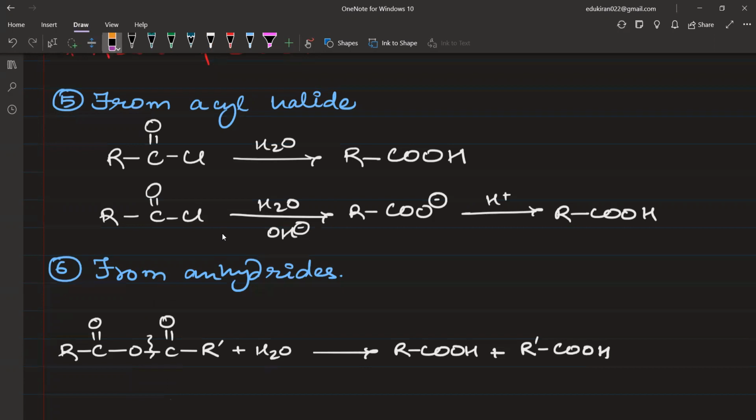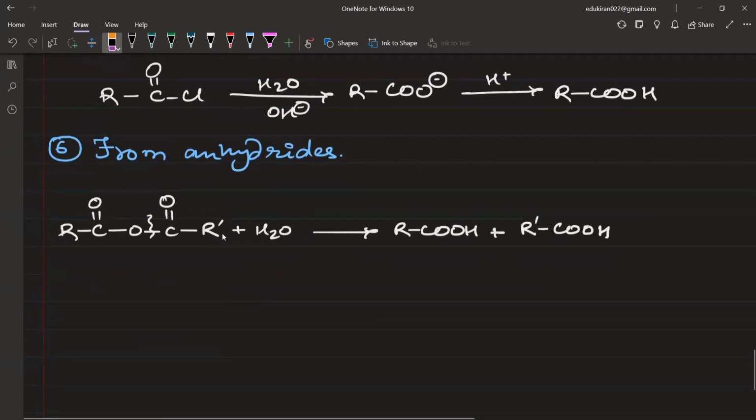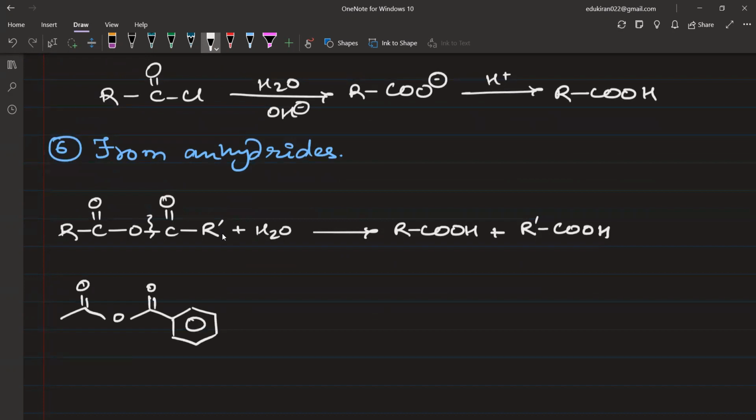For example, if you have C double bond O, oxygen, C double bond O like this, and here you have a benzene ring plus H2O. So you will get benzene ring and carboxylic acid attached, that is benzoic acid, COOH, plus you will get CH3COOH.